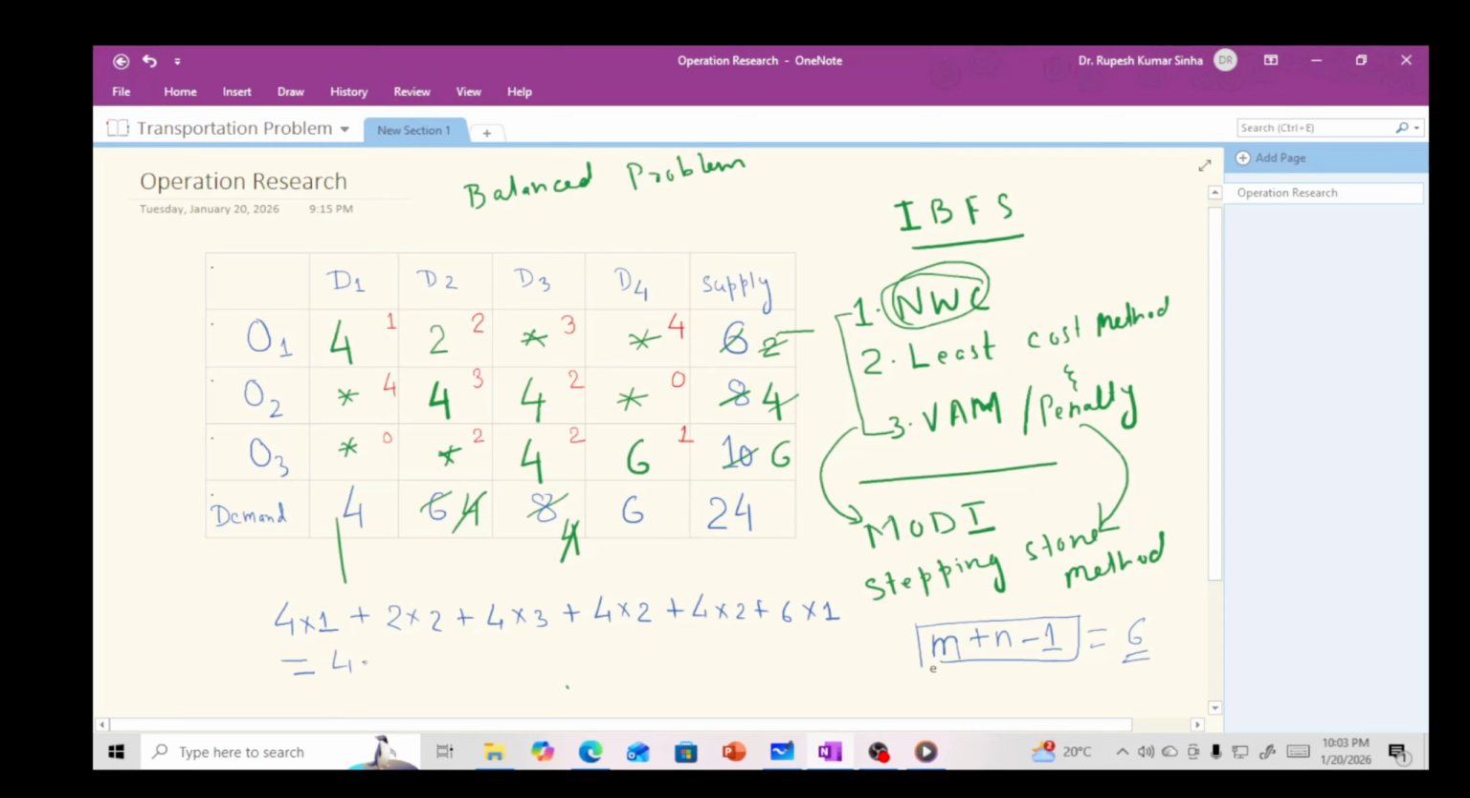4 plus 4 plus 12 plus 8 plus 8 plus 6. So let us total it. 4 plus 4 is 8, 8 plus 12 is 20, 20 and 16 is 36, 36 plus 6 is 42. So the cost we are getting by the northwest corner rule is 42 rupees.